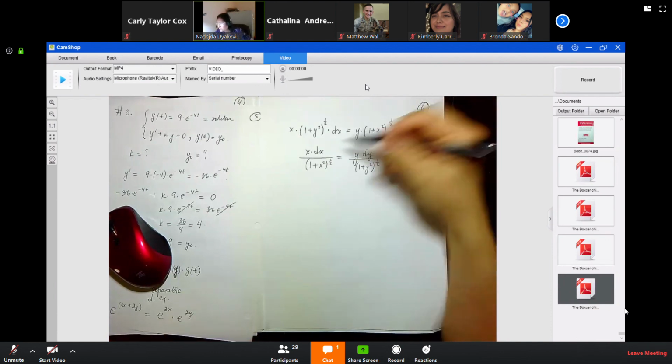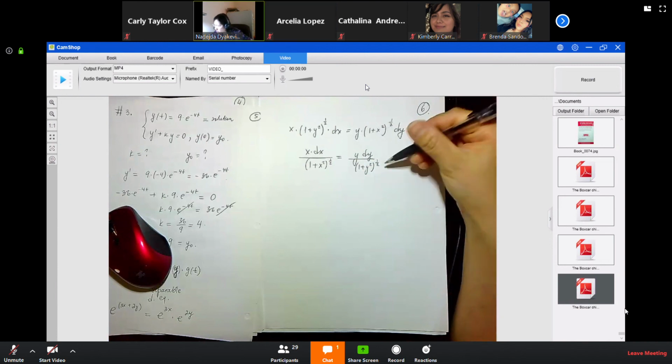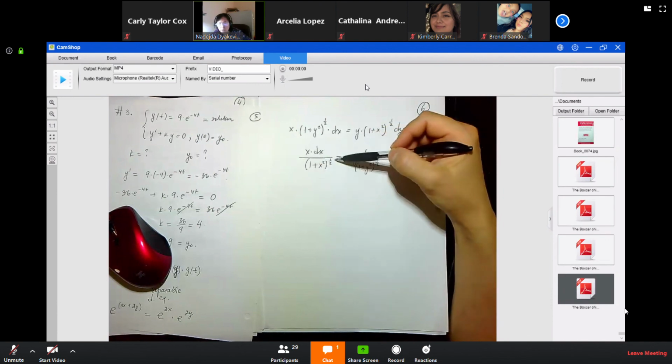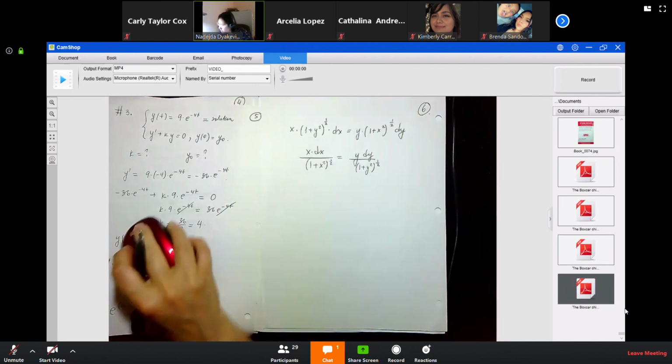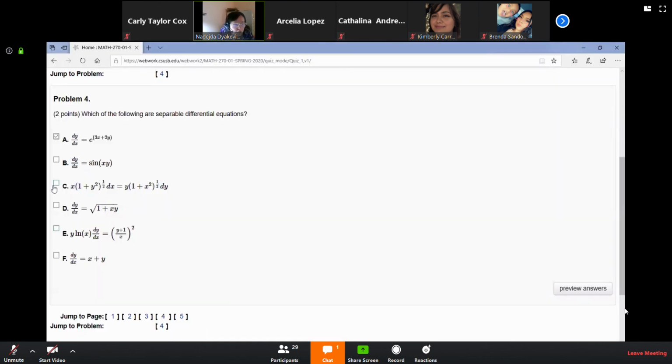Do you agree with this separation? Yes. Thank you. So this side contains y only, this side contains x only. So yes, we separated it. It's separable. Therefore, I'm going to go ahead and put a check here.